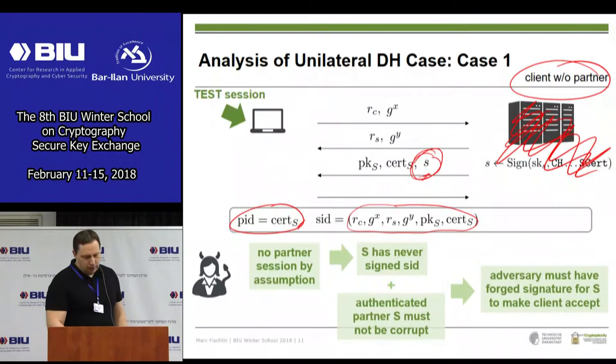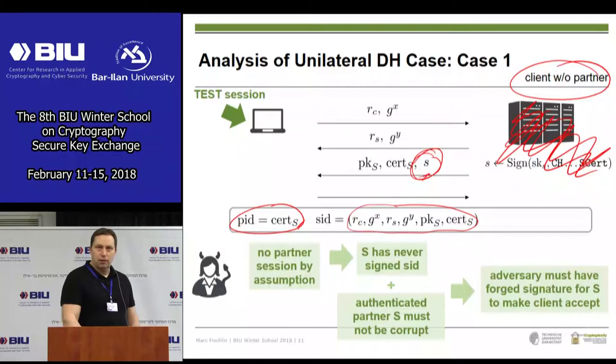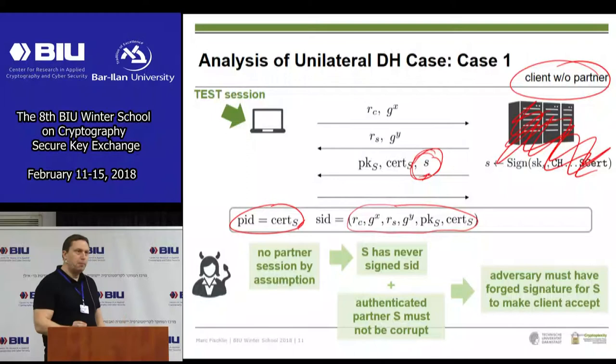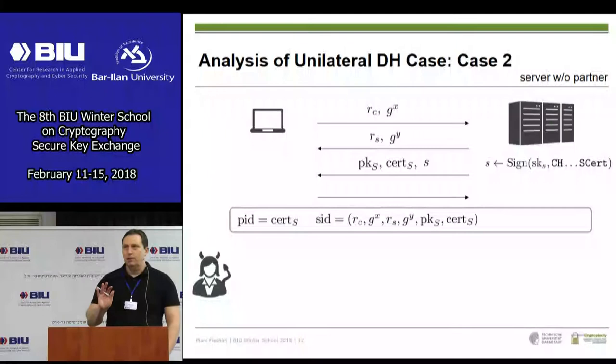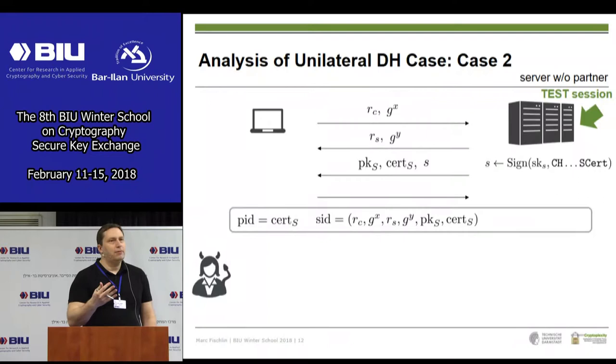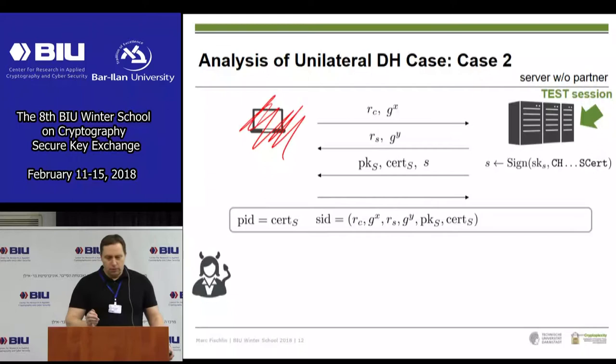Here's the condition. If you have an unauthenticated partner, right? Server session TLS. There's an unauthenticated partner in this test session. There must be an honest partner, otherwise I'm not allowed to test it. If you accept that the model makes sense, because you say, well, if I have an unauthenticated partner, it may be a corrupt partner, so it knows the key, then we are good. We don't have to actually deal with that case at all. It's simply not allowed to test such a server session.